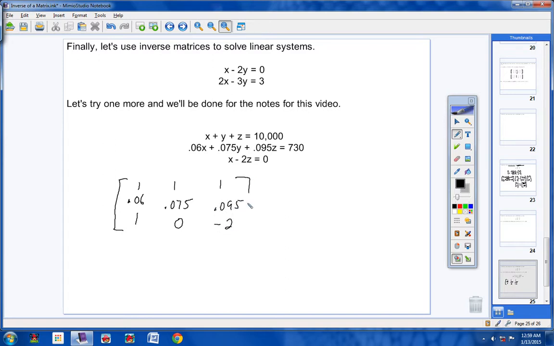Now next to it, I have 3 unknowns, x, y, and z. And then over here, I put my constant terms. So 10,730, and then 0. Okay? So there we go. Now, remember, the first thing you do after you've done this is you find the inverse matrix. You find the inverse of this matrix right here.